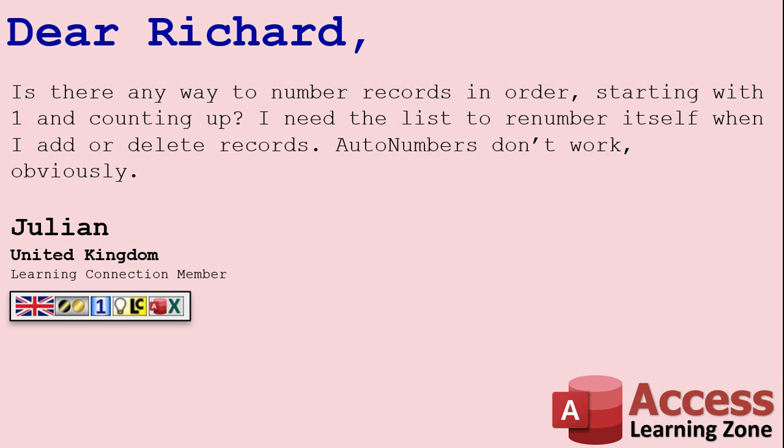Today's question comes from Julian in the UK, one of my Learning Connection members. Julian says, is there any way to number records in order starting with 1 and counting up? I need the list to renumber itself when I add or delete records. Auto numbers won't work, obviously. Yes, of course, Julian, there's a couple of different ways to do this.